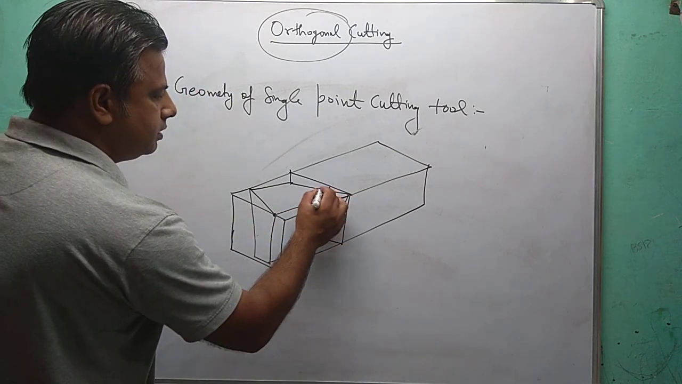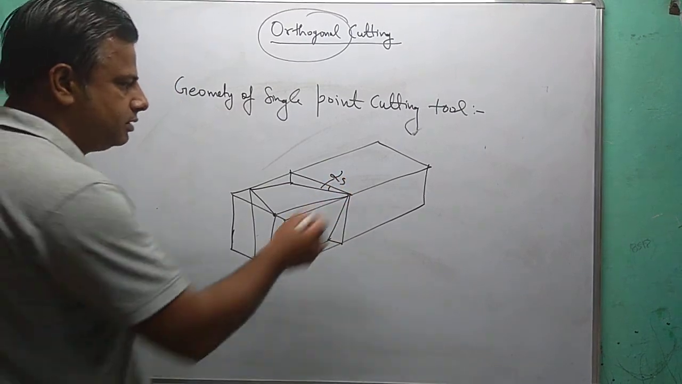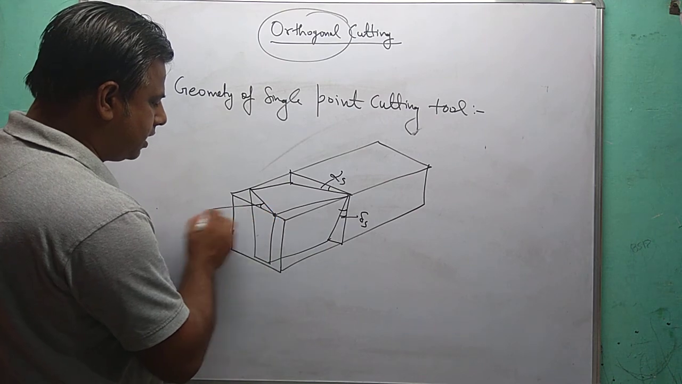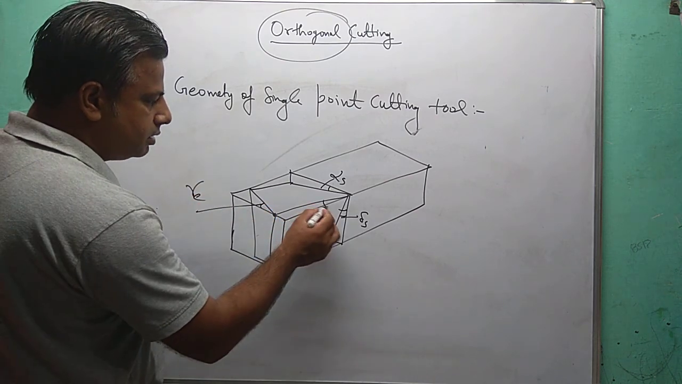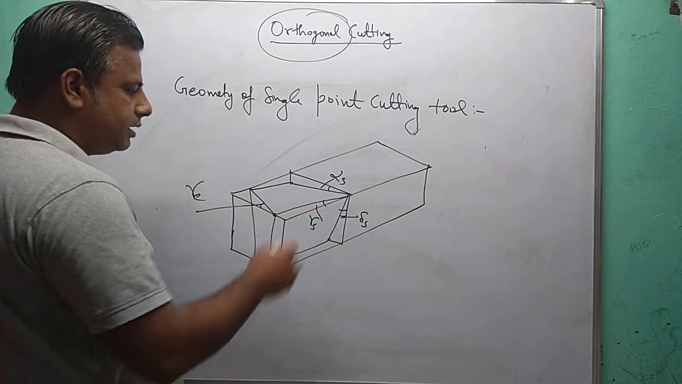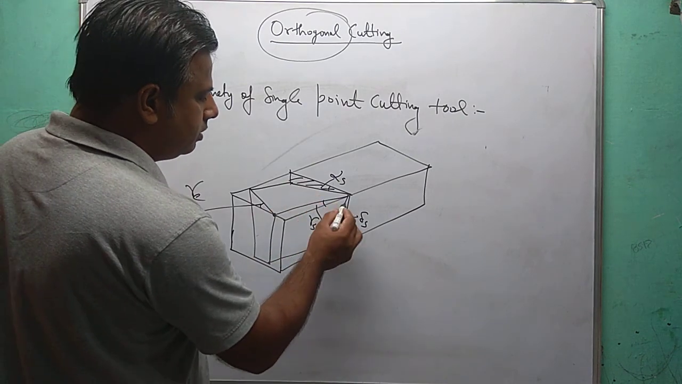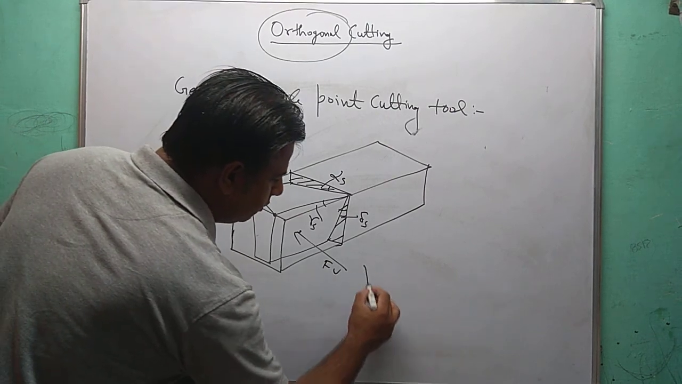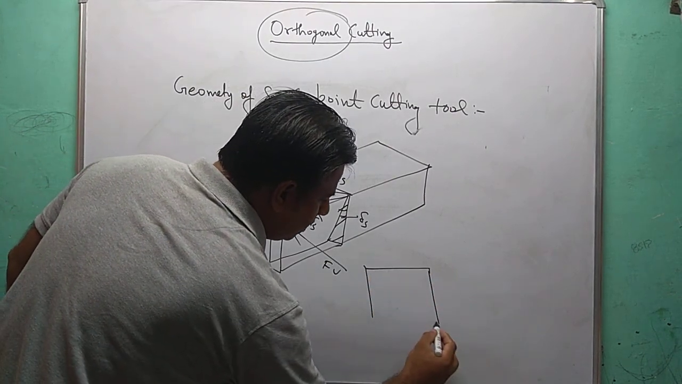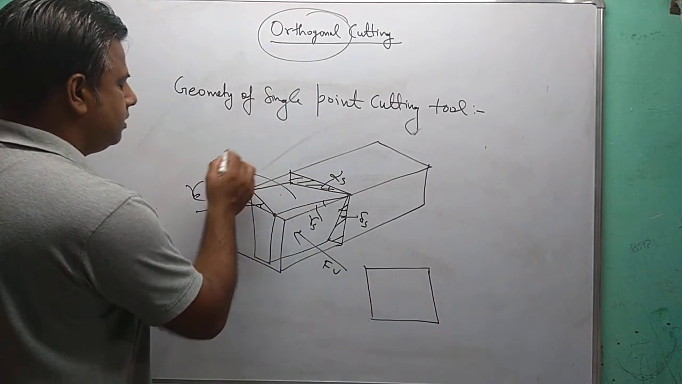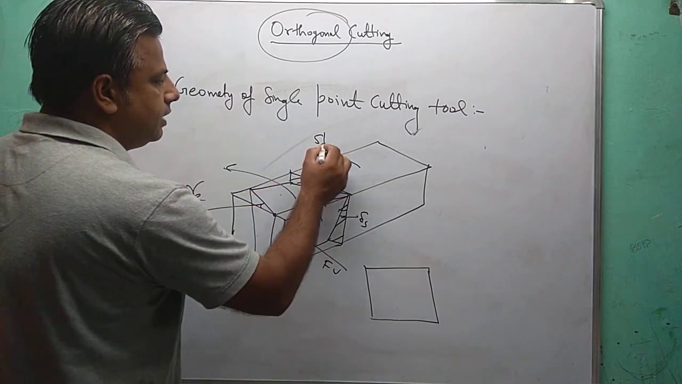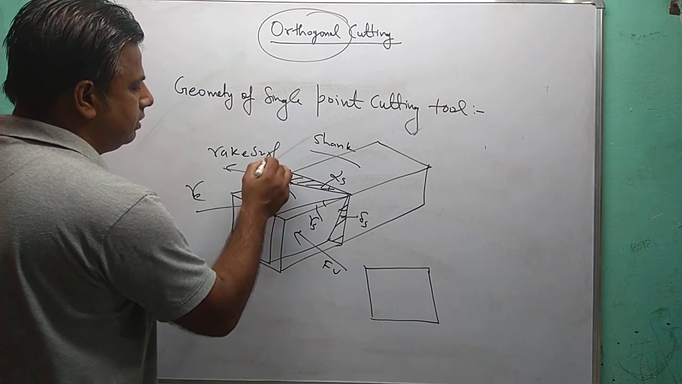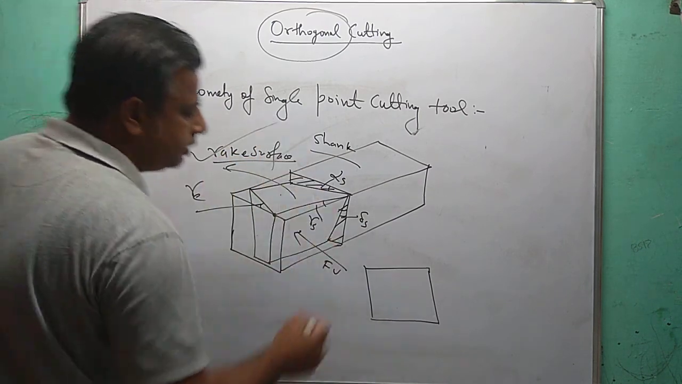In it, this is my back rake angle, this is my side rake angle, this is my side clearance angle, and this is my end cutting edge angle gamma E. This is my side cutting edge angle. Suppose this is my front view. In front view it looks like this, and this is my rake surface. This is my shank. The rake surface is where the chip flow takes place.